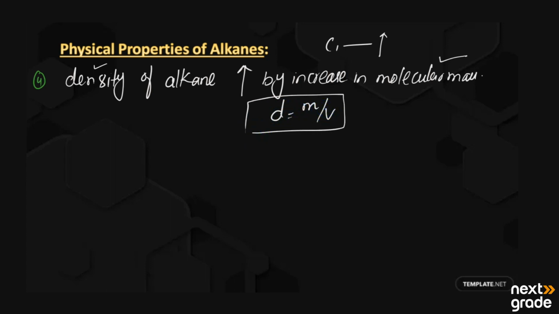Next we have the fifth property of the alkanes: alkanes become more viscous. They become more viscous when their molecular size increases. When their molecular size increases, then they become more viscous.